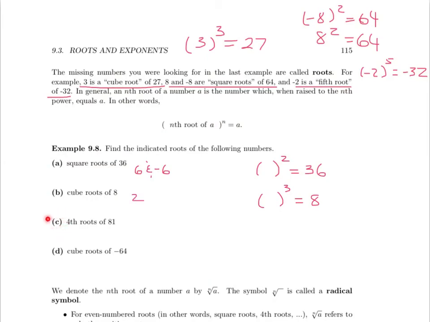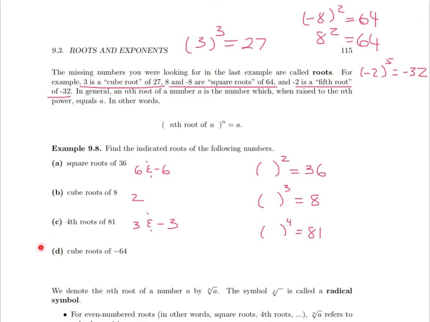How about part C, the fourth roots of 81? Here we're looking for numbers which, if you raise them to the fourth power, would give you 81. In this case, there are two such numbers that work, 3 and negative 3.